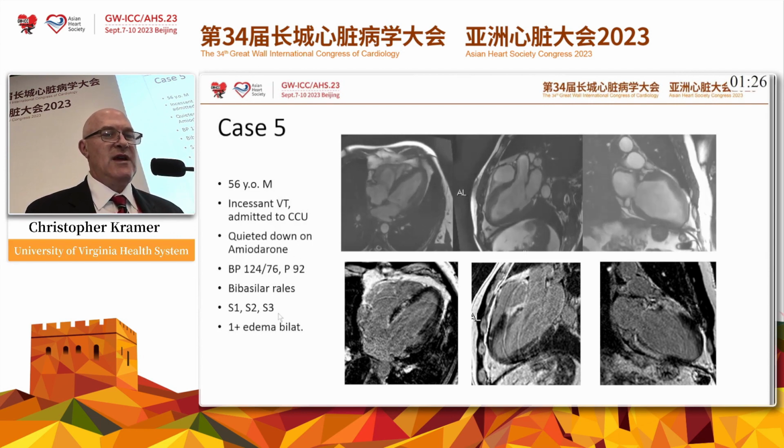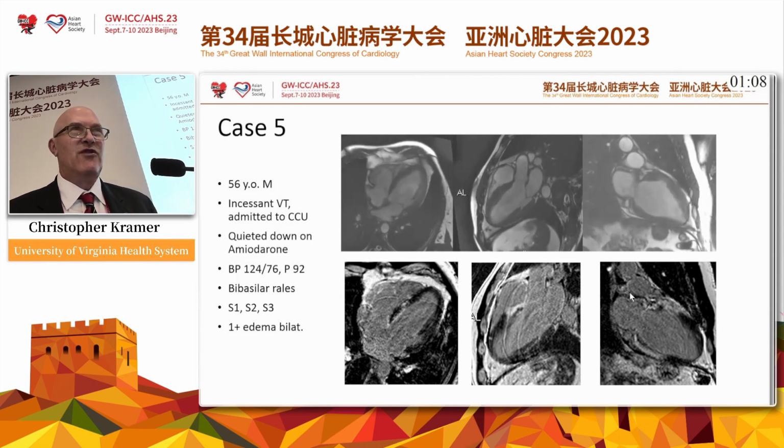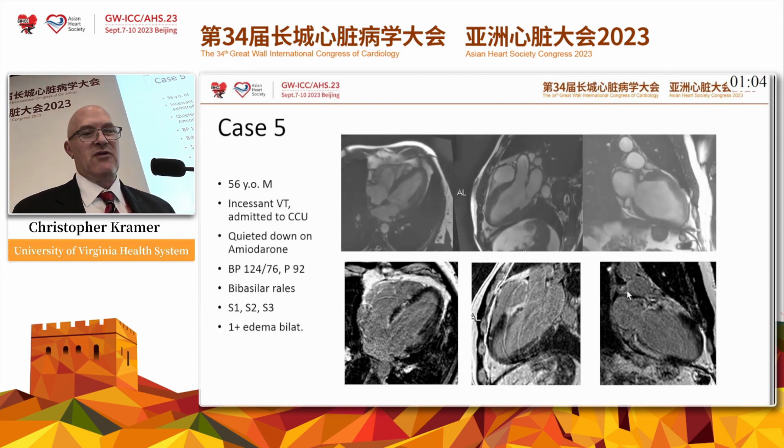He had rales and S3 and edema, and he had this interesting pattern of late gadolinium enhancement with a predilection for the basal anteroseptum and sparing of the subendocardium, shown here in the basal anteroseptum as well as here in the basal inferior wall. So this is not myocardial infarction, because myocardial infarctions begin in the subendocardium and transmit out to the subepicardium. This is a classic form of late gadolinium enhancement seen in myocardial sarcoidosis, which indeed was this patient's underlying diagnosis.